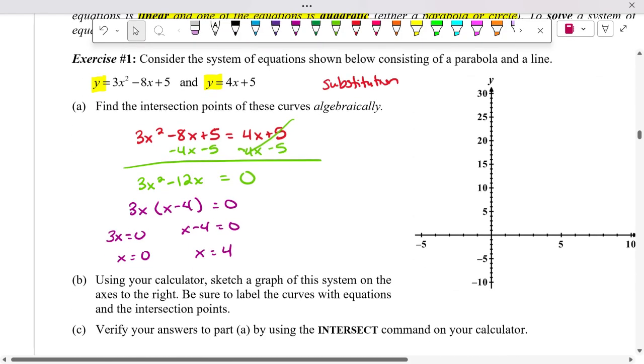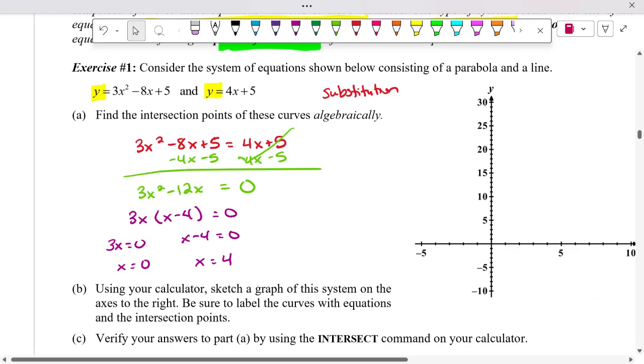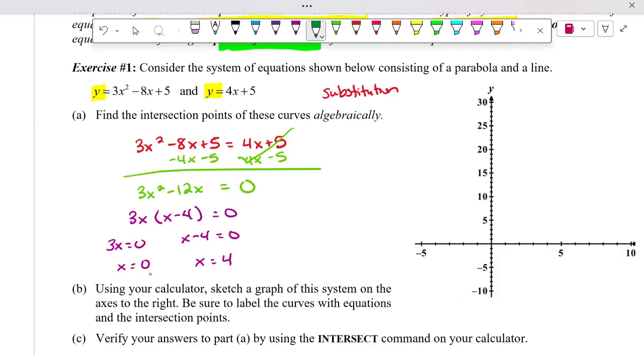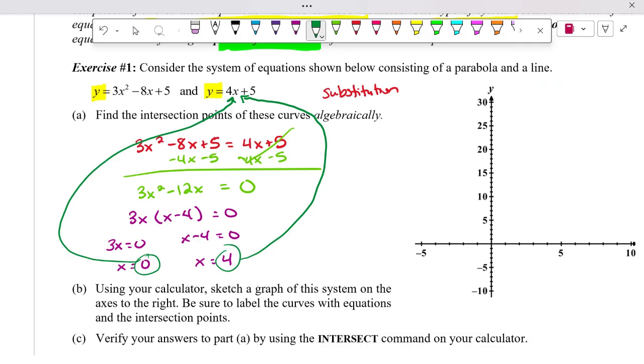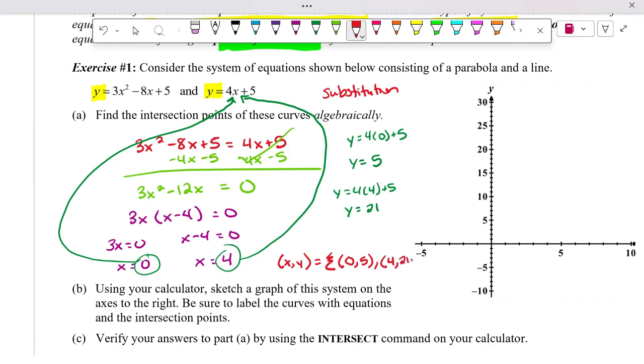Now, we're not done because a system usually has what type of values? The solutions to a system are not just an x value, they're x and y values. So you have to take both of your x values and plug them back into one of the functions. It doesn't matter which one, you should get the same thing. I recommend plugging it into the easier function, so the linear one. So y is equal to 4 times 0 plus 5, so y is equal to 5 when x is equal to 0. y is equal to 4 times 4 plus 5, so that's 16 plus 5, so y is equal to 21. So the solution to the system is the set of the points (0, 5) and (4, 21). Those are the answers to our system.